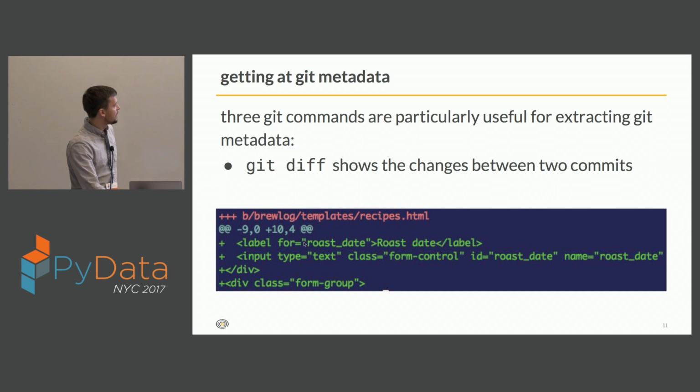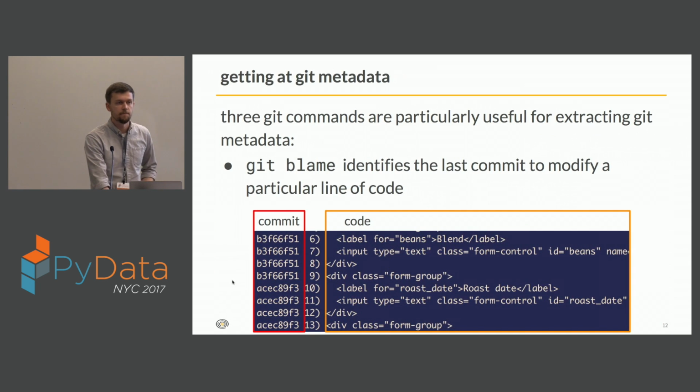So this is an example of what a git diff output might look like. You get the file name, you get the logs, and then you get to see that these lines with the pluses all got added between these two commits. So git log, git diff, and then the last one is git blame.